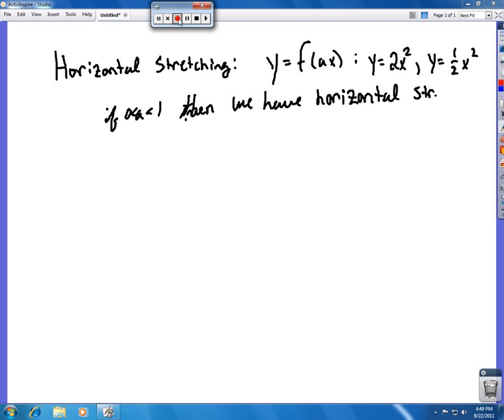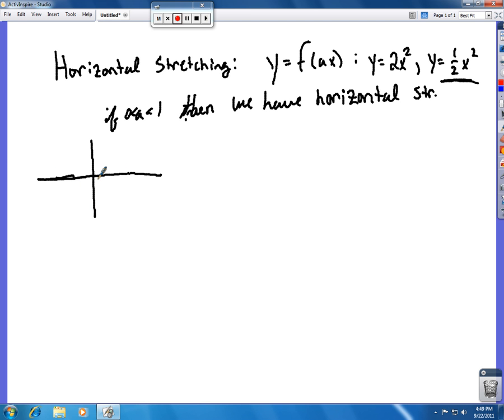Previously we thought with vertical stretching, if A was greater than 1, then you would have stretching. So now we've got to reverse gears, and for horizontal stretching, A is less than 1 and greater than 0, so therefore it's basically a fraction, something like this. We'll have the horizontal stretching that we're talking about.